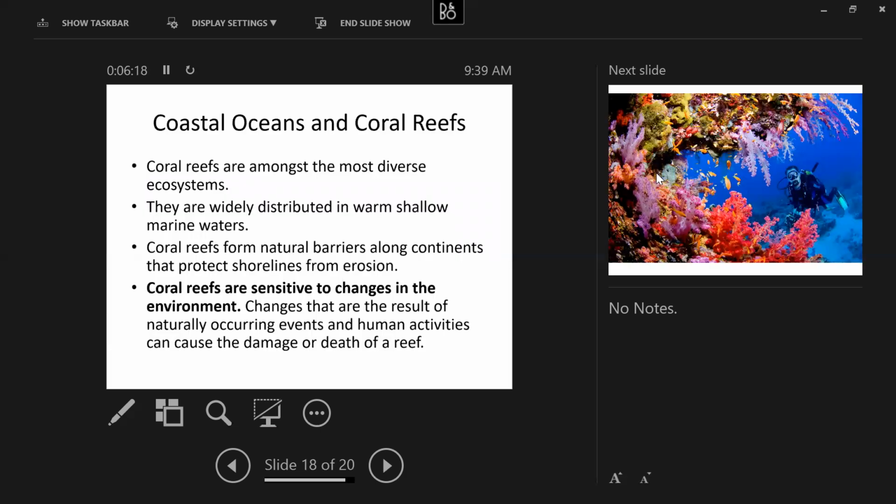Coral reefs and tropical rainforests are pretty much the most diverse ecosystems on our planet. The great thing about coral reefs is that they provide natural barriers along continents, which is great for protecting shorelines from erosion. It's also good if you're a boater and you get seasick, and the coral reefs help with keeping the waves down. You're typically going to find them in warm, shallow waters. We have them around the Florida Keys, stuff like that.